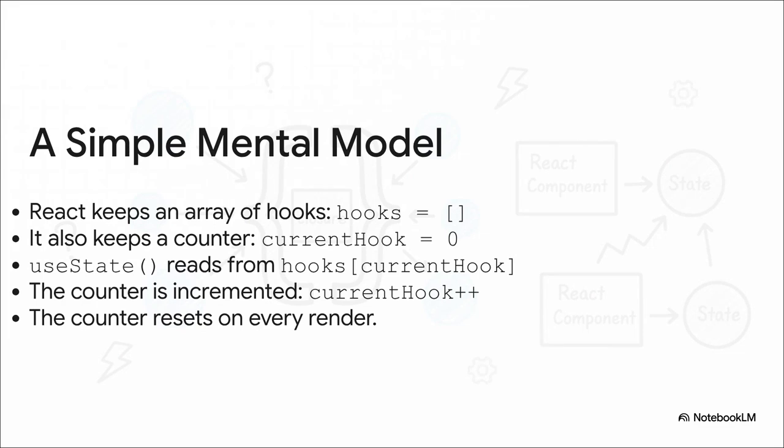Here's a simple way to think about it. For every component, React just keeps an array, let's call it hooks, and a simple counter, current hook. Every time your component renders, that counter gets reset to 0. The first time you call useState, React gives you the state from hook sub 0, and then bumps the counter up. The second useState gets the state from hook sub 1, and so on. And that is why the rules of hooks exist. You have to call them in the same order every time, because React is literally just depending on that order to find the right state in its array.